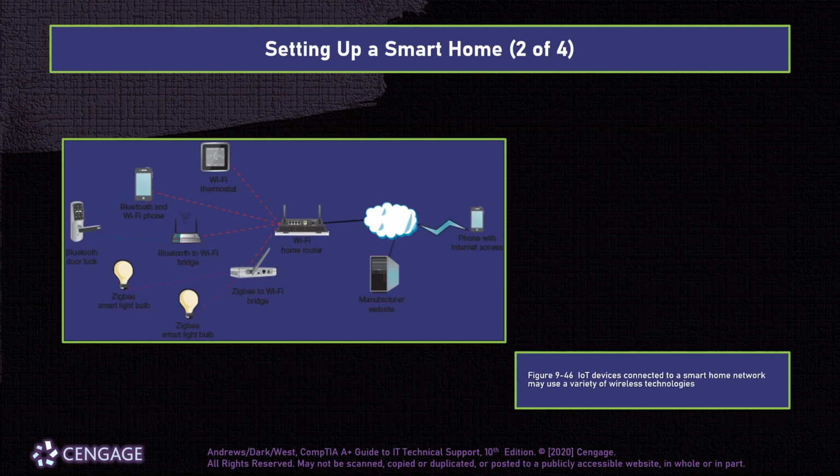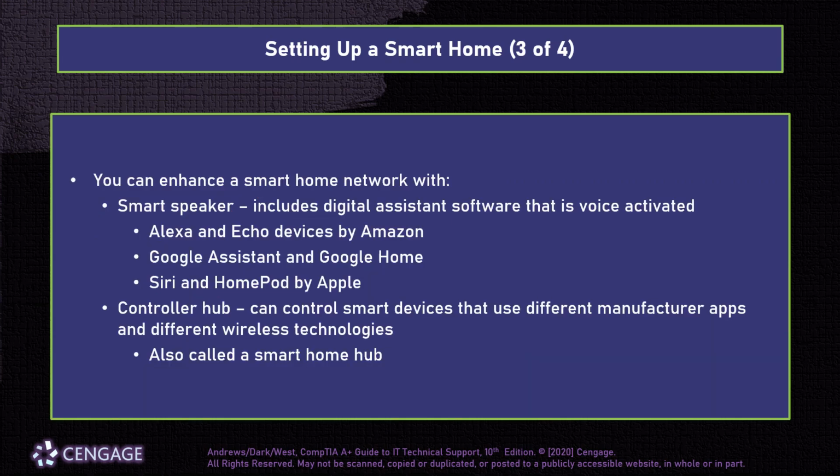So here we can see our home router, and it's able to connect to our Zigbee bridge, our Bluetooth bridge, etc., and it's able to connect to all of the different devices in question. Now we're able to connect through the internet to the manufacturer's website, which is able to receive configuration information and pass it to our phone. So this is where we can have cloud-based backup and controls for different things.